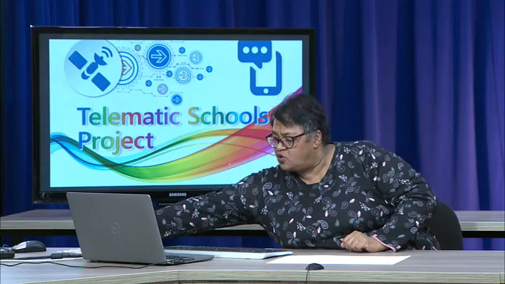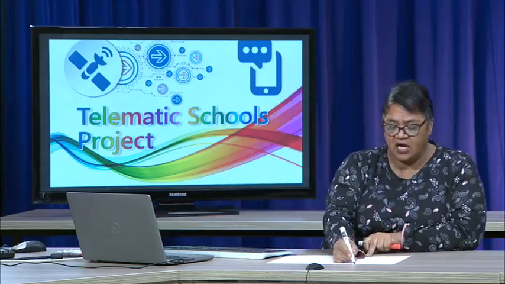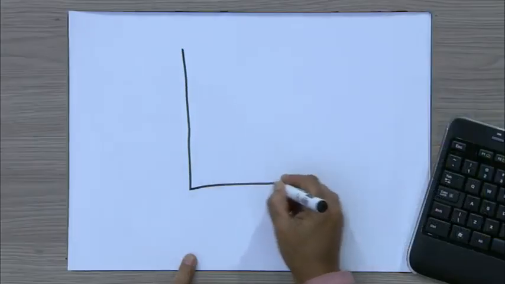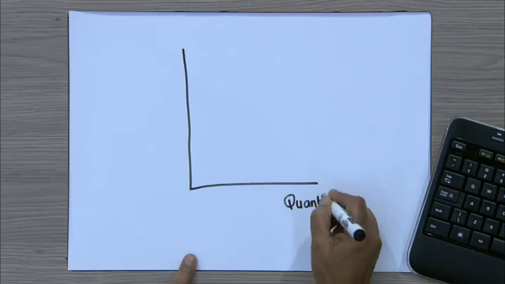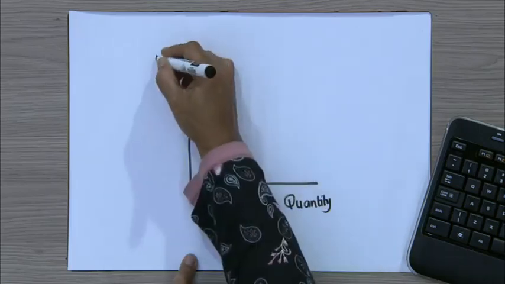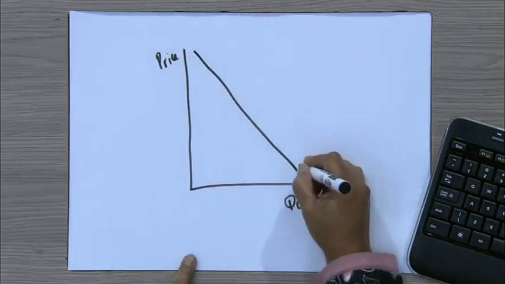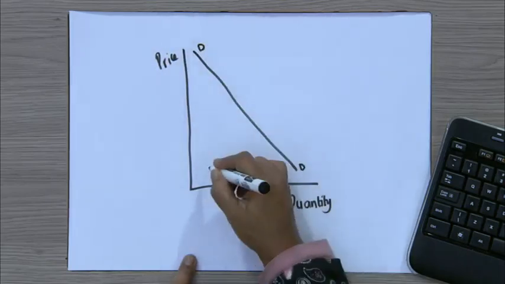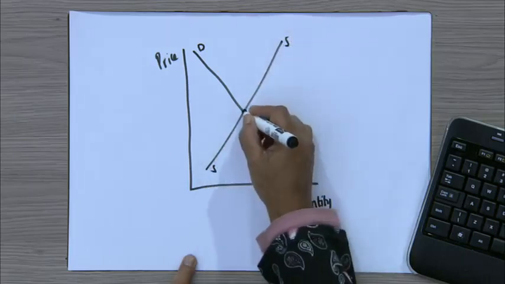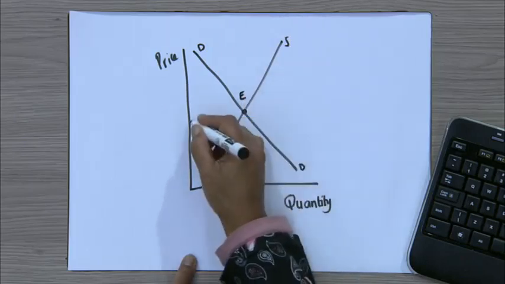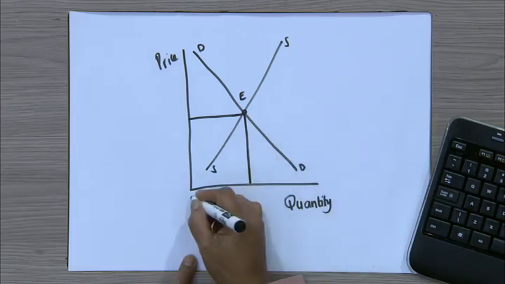So I just want to show you on a graph exactly what that's going to look like. So we're going to have quantity, and we have price, and obviously we have our demand curve, and we have our supply curve, and where the two meet, that is the point of equilibrium. So that would be the equilibrium price.